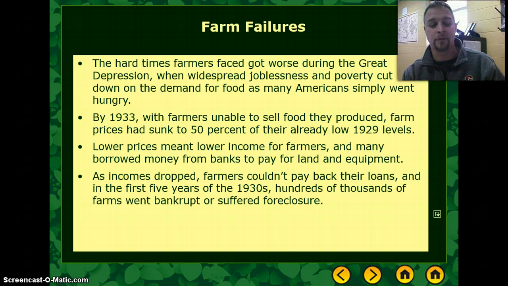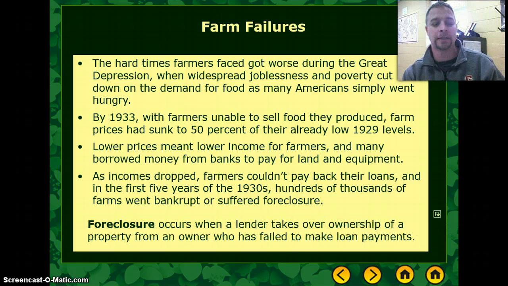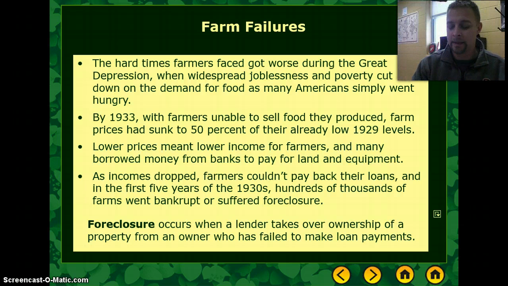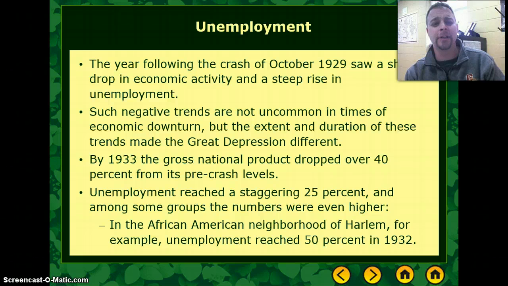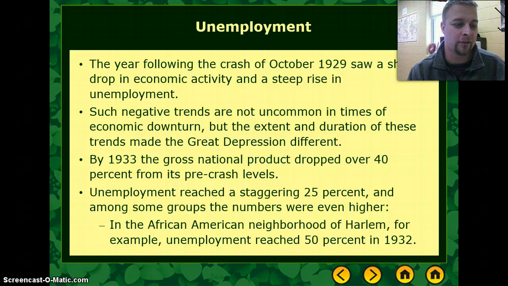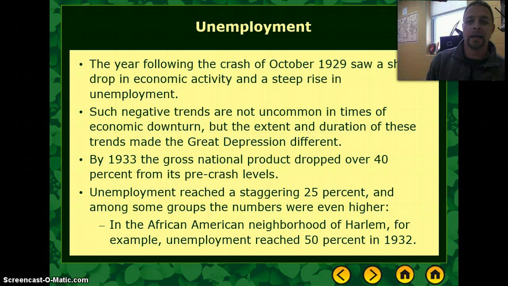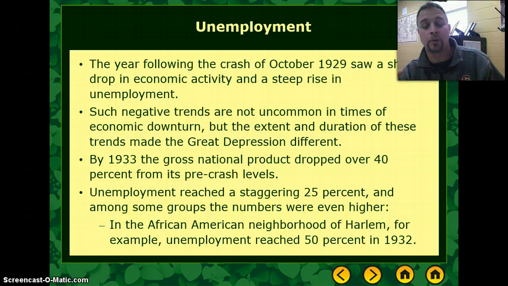And you had hundreds of thousands of farm foreclosures that occurred in the first 5 years of the Depression. Of course, foreclosure is when a lender takes over ownership of a property when they fail to make loan payments, in this case mortgages. So the following year, 1930, saw a sharp drop in economic activity and a steep rise in unemployment, and this creates a cycle that feeds on itself. By 1933, the GNP had dropped over 40% from its pre-crash levels. So almost half of the nation's production was destroyed.